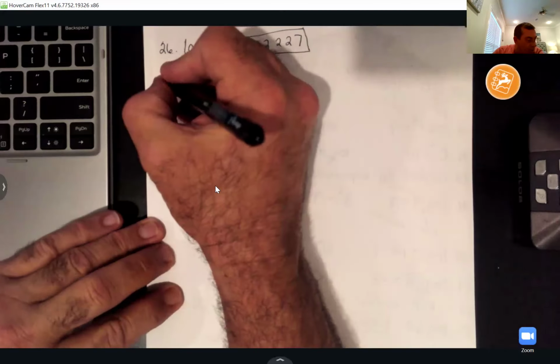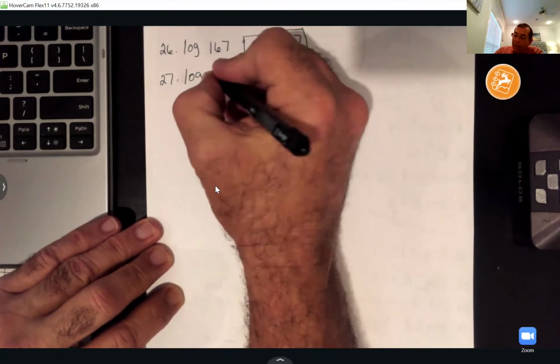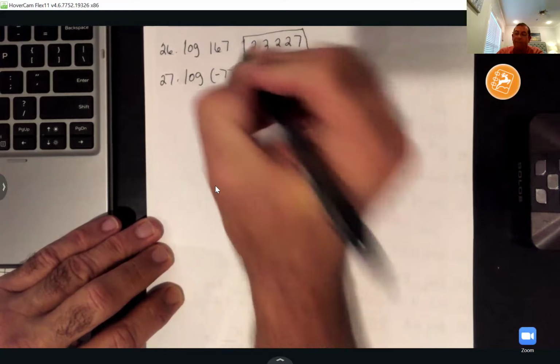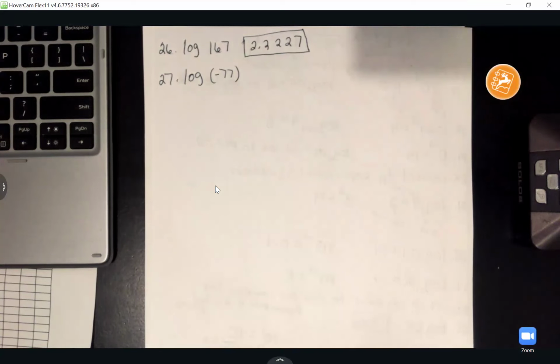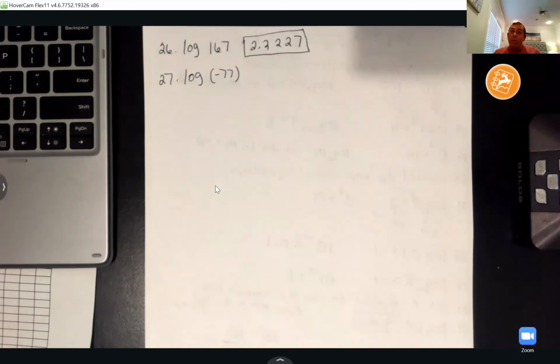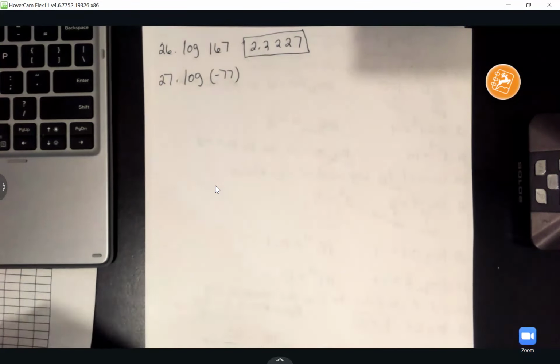All right, I got another one here. This will be like 27. Log of a negative 77. So y'all push that in and tell me what we get. Was this a trick question? Well, no, it's actually in your homework, but you might get a tricky answer. Okay, well, I got a tricky answer. I don't know how to. What do we do with this?